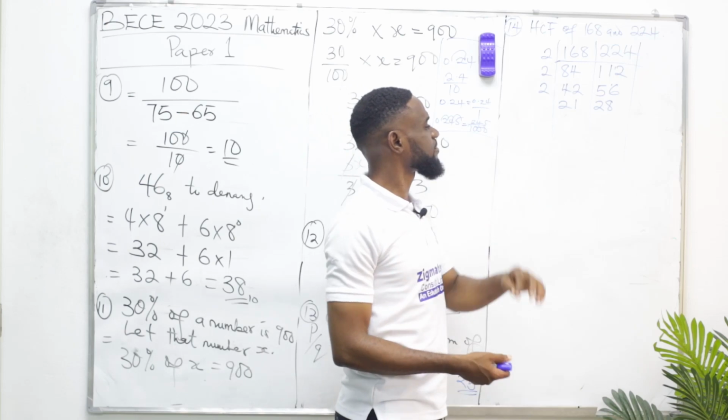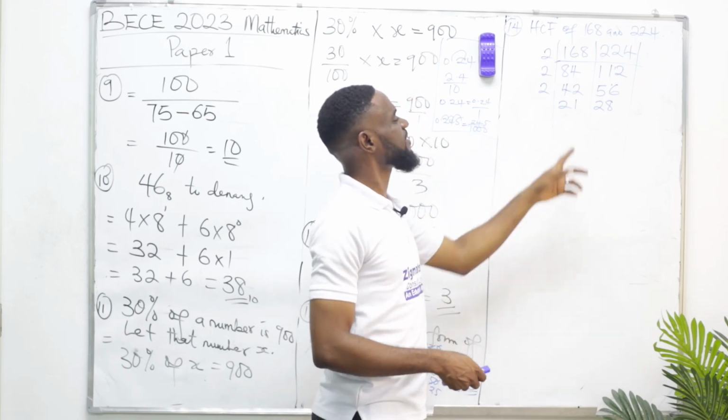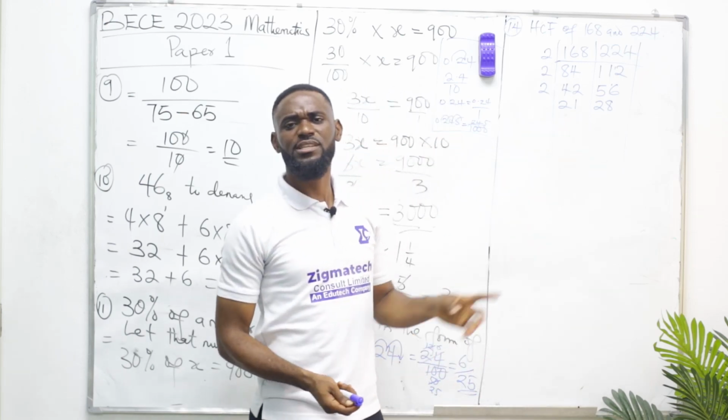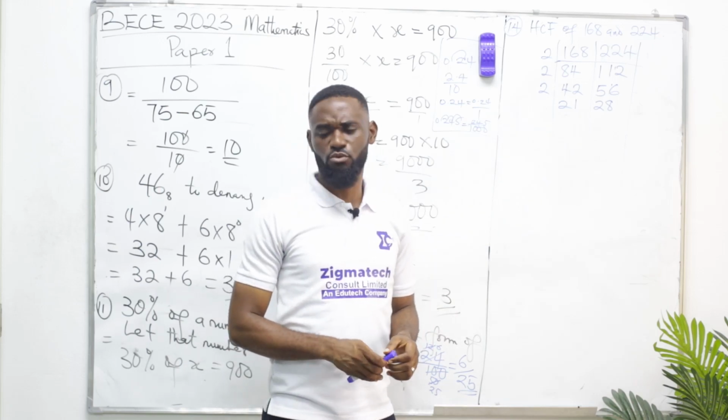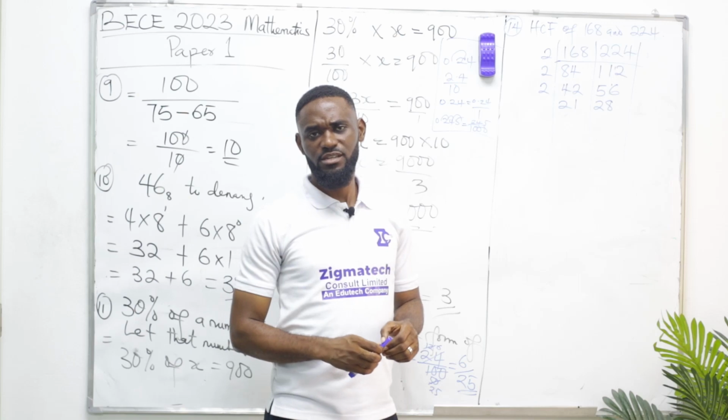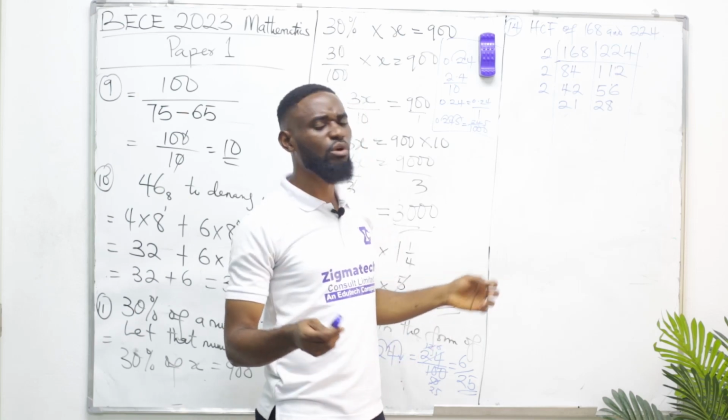So what about 3? 3 is a factor of 21. Quite all right. But is 3 a factor of 28? I don't think so. 3 is not a factor of 28. Is that okay now? So what do we do?